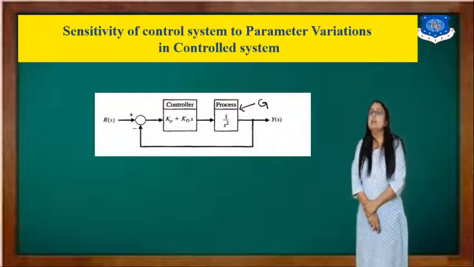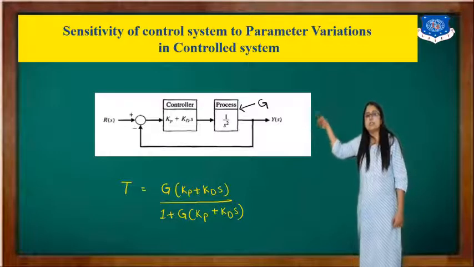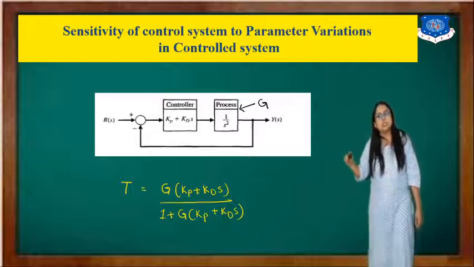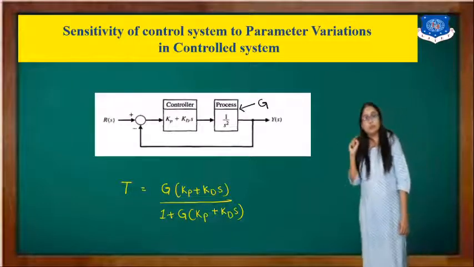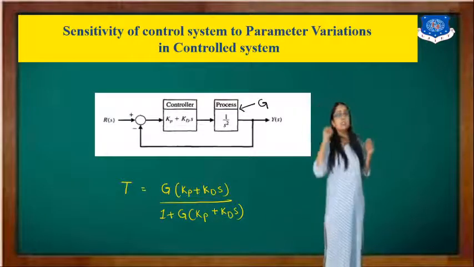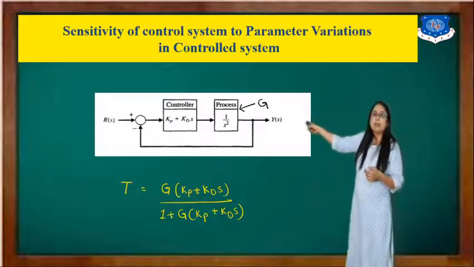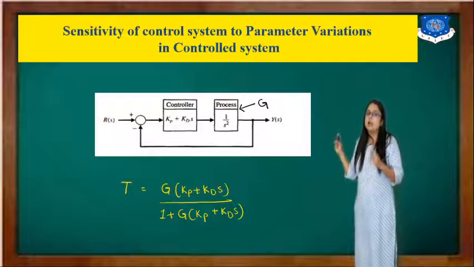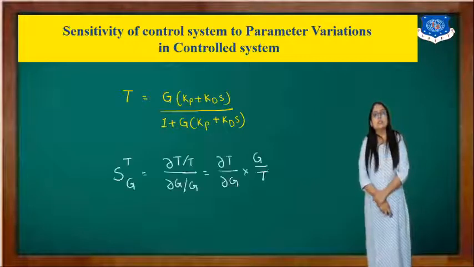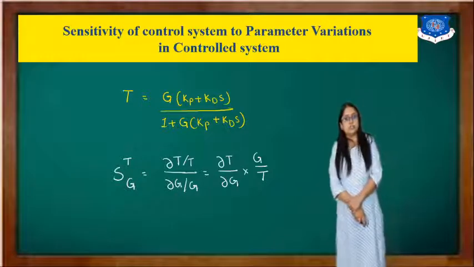First of all we will find the transfer function T. I am supposing that 1 by S square is my process, and I am going to represent the process with G. Because you know very well, when we want to find the system sensitivity, at that time we require the process, and here my process is G. So T is equal to G multiplied by Kp plus Kds upon 1 plus G times Kp plus Kds. Now the system sensitivity S_G^T is equal to del T by T upon del G by G.